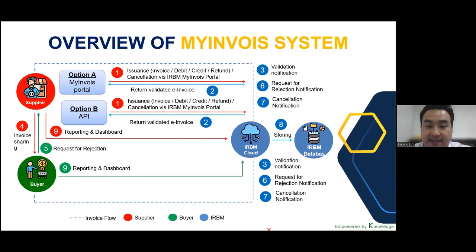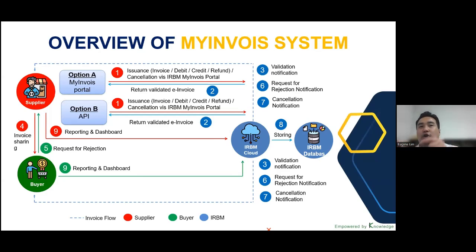Ask them to check. They can choose to accept. They can also choose to reject. If they reject, then the rejection notification will go to you, and at the same time to them. If there is no rejection, or it is considered accepted, then the data will go to the IRB database. Which means the IRB will capture these transactions.